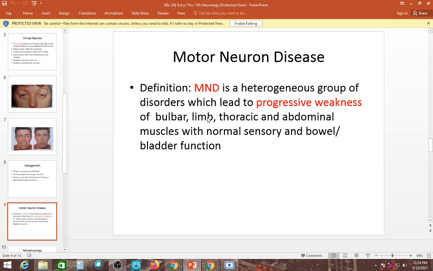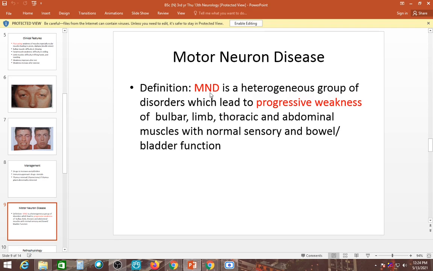Okay, motor neuron disease is a neurological disorder, and the location of the disease is different. Like we said, for myasthenia gravis, the location of the disease is in the neuromuscular junction, the place where the nerve meets the muscle. Here, the disease is in the motor neuron. Okay, so we will discuss in detail about this disease, that is motor neuron disease, or in short MND.